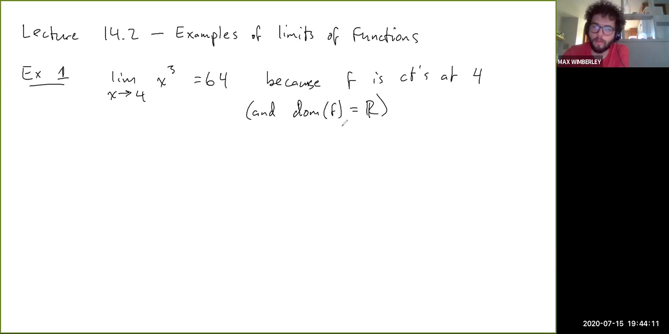The only thing that's relevant about the domain of f being R is that this means we can find an open interval around the number 4 where f is defined, right? And then the fact that f is continuous there means that any sequence approaching 4 will have f of x_n approaching 64, right? We haven't actually formally proven any theorems about how continuity implies the existence of the two-sided limit. We haven't really stated that as a theorem, but it's pretty straightforward.